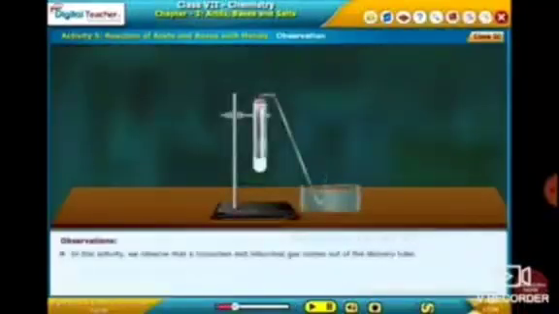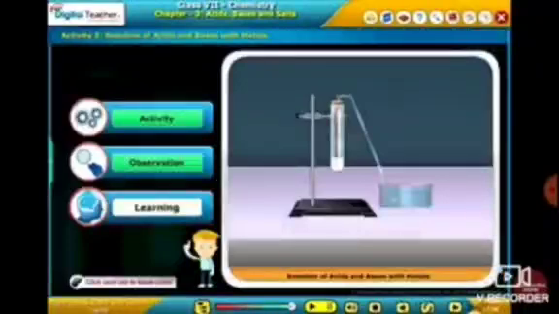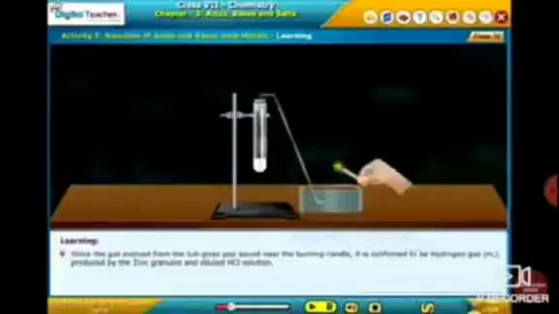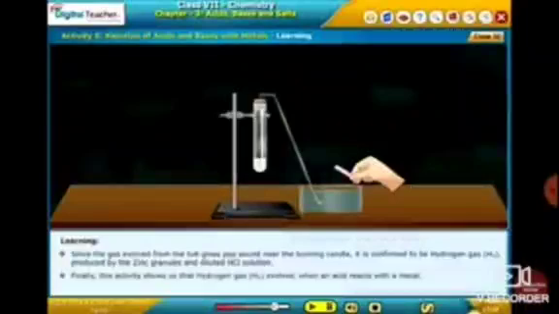In this activity, we observe that a colorless and odorless gas comes out of the delivery tube. Bubbles are formed in the soap solution. The gas evolved burns with a pop sound. Since the gas evolved from the tub gives a pop sound near the burning candle, it is confirmed to be hydrogen gas produced by the zinc granules and dilute hydrochloric acid. Finally, this activity shows us that hydrogen evolves when an acid reacts with a metal.